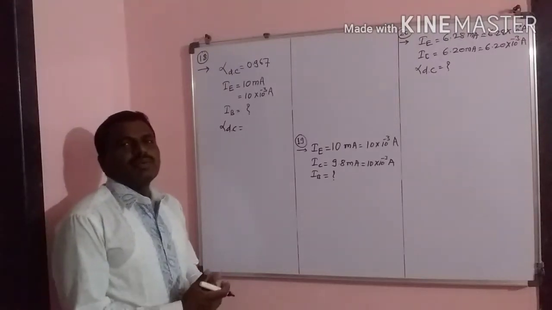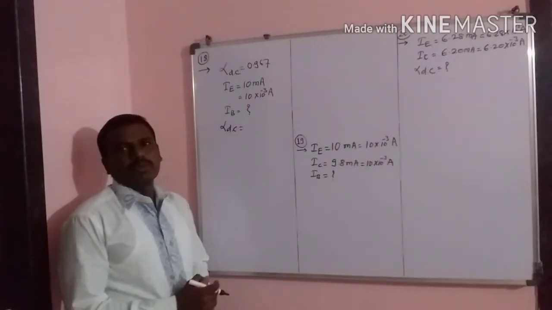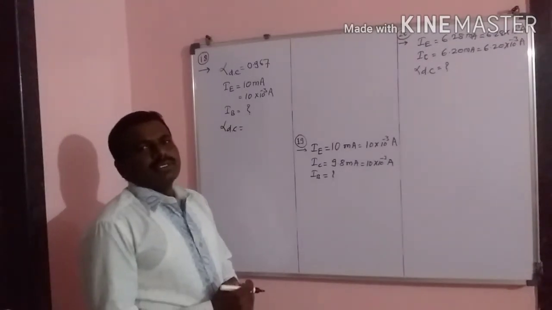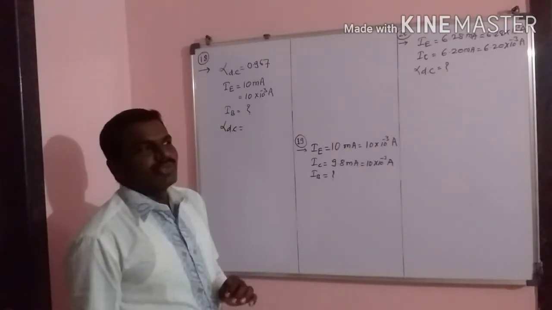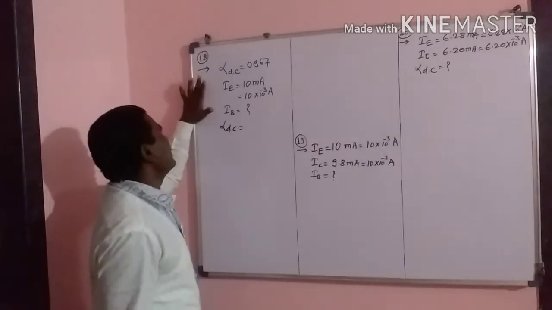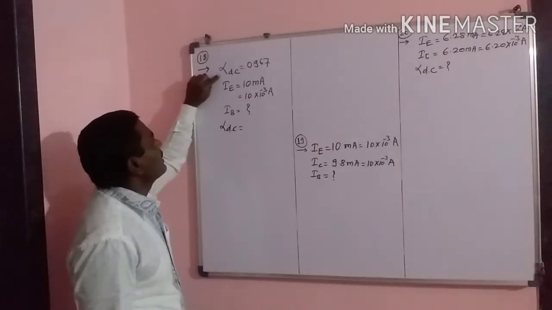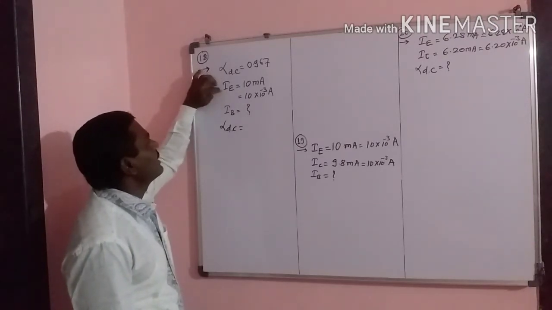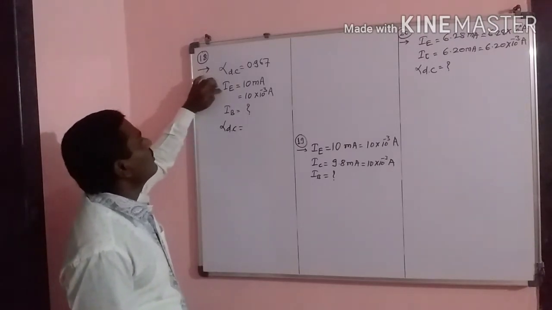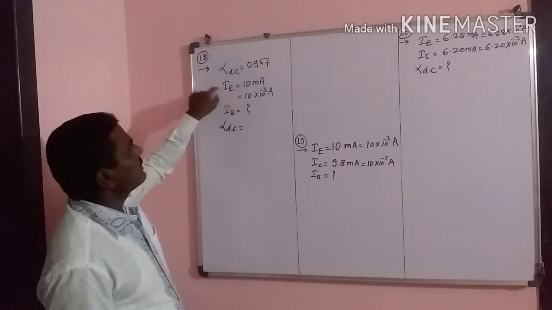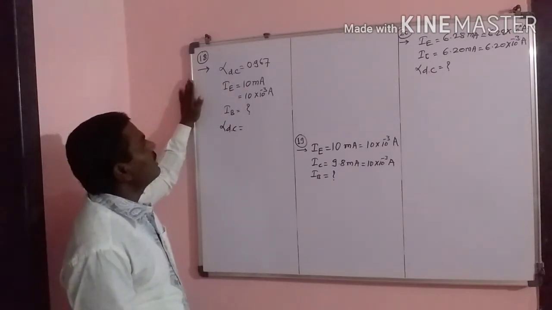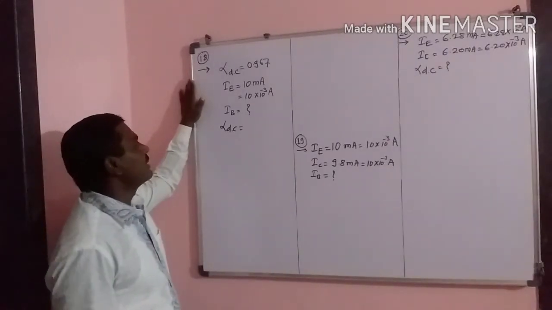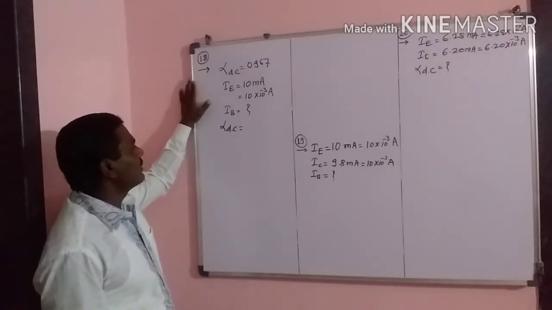Friends, today we have solved the unsolved problems which are given in the textbook. The problem is given in question number 18. In that, the common base current gain is given, that is 0.967, and the emitter current, that is IE, is equal to 10 milliampere, that is 10 to the power minus 3 ampere, and we should find out the base current.